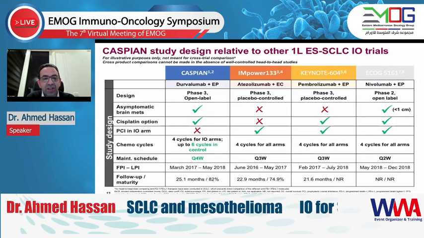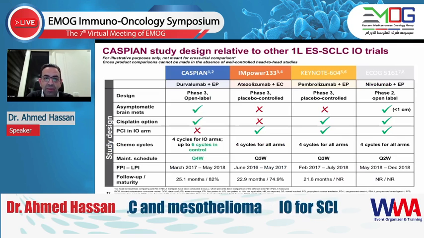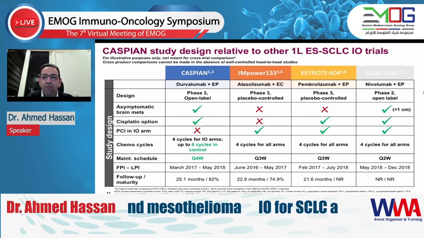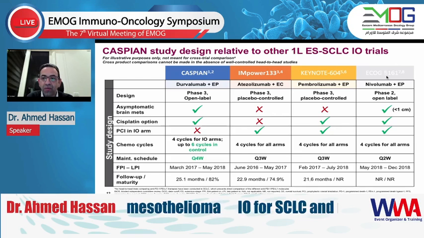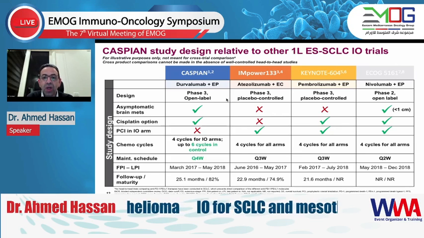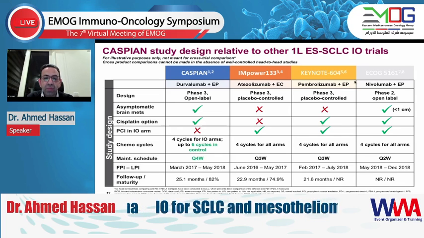These are the differences and similarities between the 3 key studies. We have also a 4th study, that's the ECOG 5161, which looked at nivolumab, but this was a phase 2. I'll be focusing mainly on the phase 3 trials. So the 3 studies were phase 3 trials.